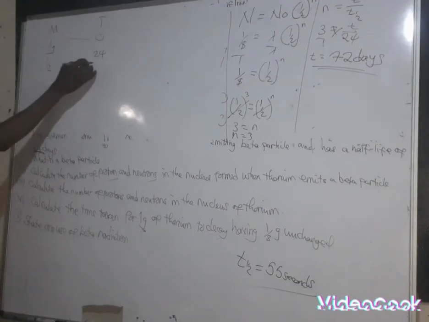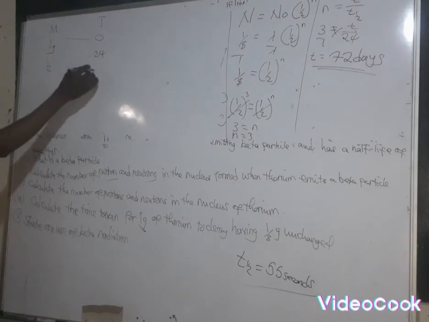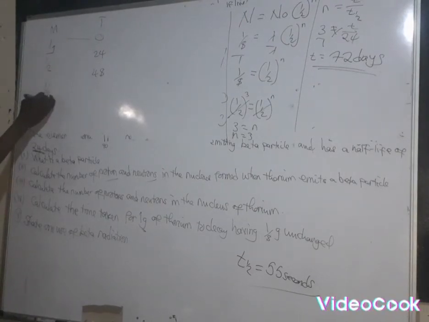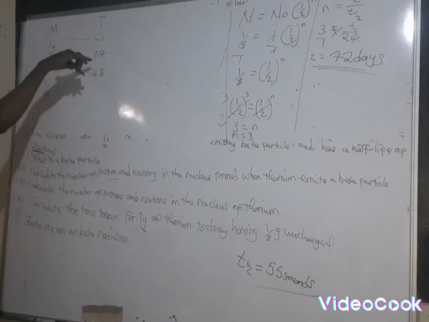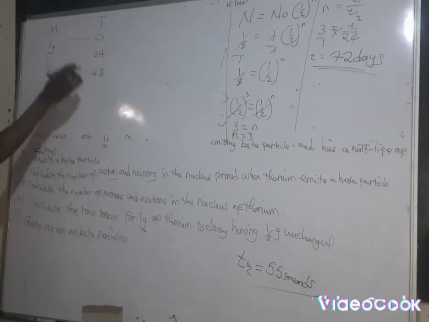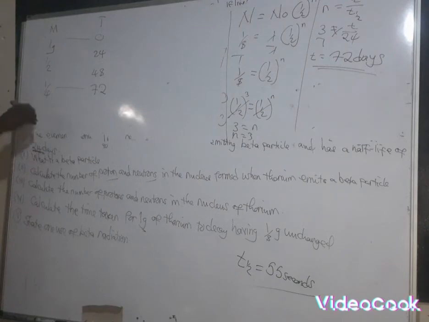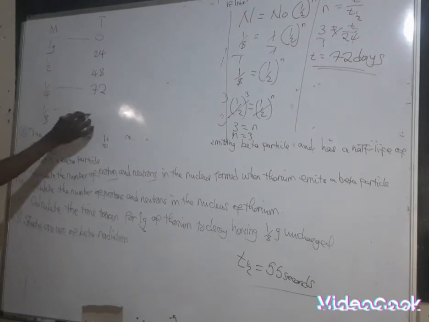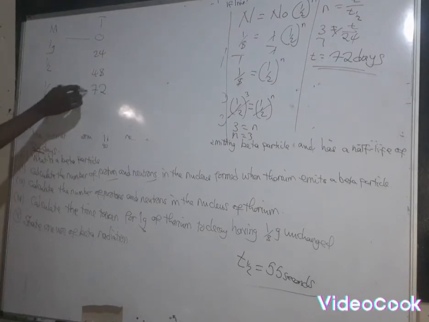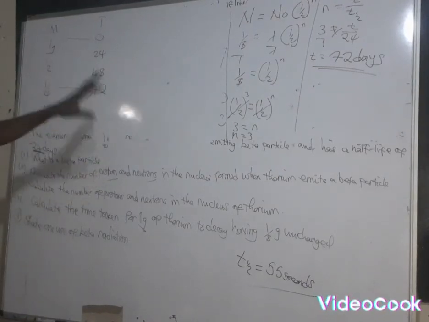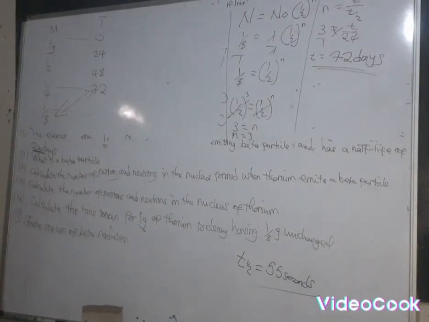Again, after another 24 days, 24 plus 24 is 48. The half of 1/2 is 1/4. Again, after 24 days, that is 48 plus 24, which is 72. What will be the half of 1/4? 1/8. You see that? So what is the time taken for it to decay to 1/8? It's 72 days. So you can either use the formula or go this way. Either way, you get the same answer.